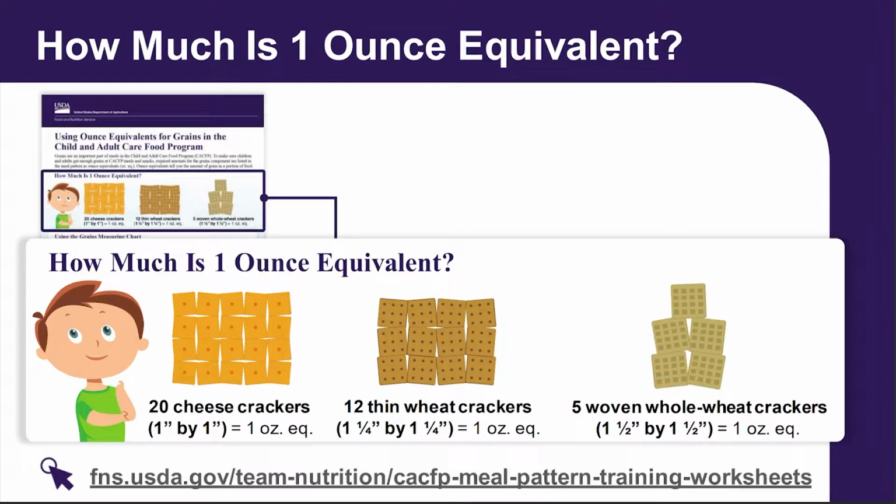It takes different amounts of different types of crackers to provide 16 grams of grain or 1 ounce equivalent. For example, 20 small cheese crackers contain 16 grams of grain. So 20 small cheese crackers equals 1 ounce equivalent. 12 thin or wheat crackers contain 16 grams of grain and equals 1 ounce equivalent. Finally, 5 woven whole wheat crackers are needed to provide 16 grams of grains or 1 ounce equivalent of grains. Notice you need more of these smaller crackers to get 16 grams of grain, and you need fewer of the larger crackers to get 16 grams of grain.